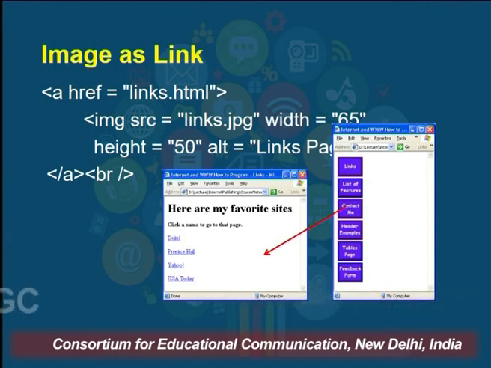So, we will write img src and give the URL of the image and other attributes of the image tag that we have just discussed. Now what will happen? This image will behave like a hyperlink. When the user clicks on the image, say links.jpg, the user will be taken to the page links.html. So here the image is behaving like a hyperlink, right.